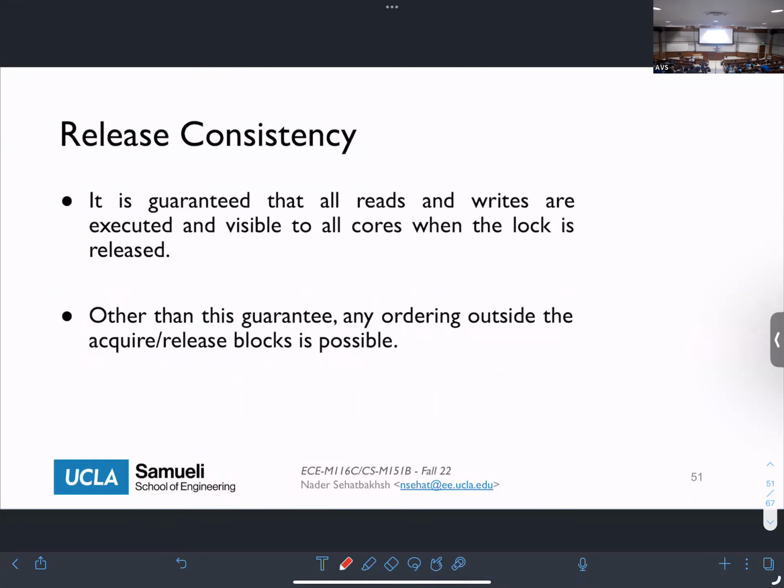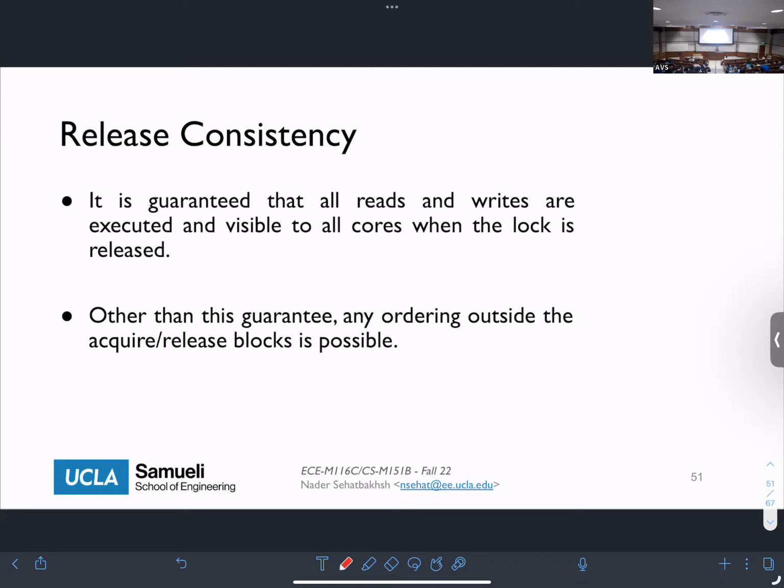Anything beyond the locks, then there's basically a jungle. Anything can happen. All right. So release consistency says that, oh, I'll see these things when you release. But if there is no lock, then any ordering can happen between any of us. All right. So just be careful about release consistency.